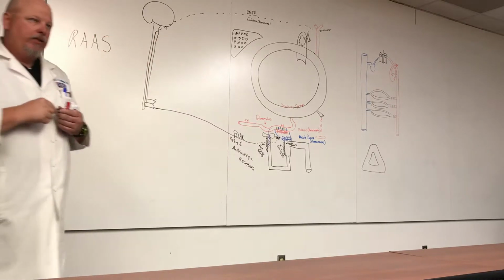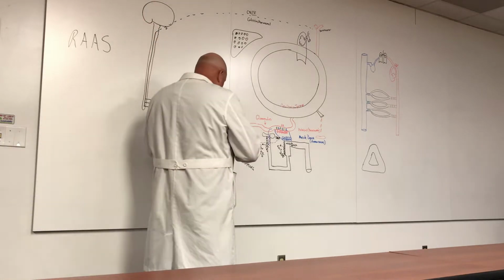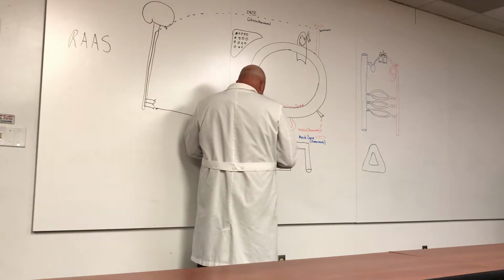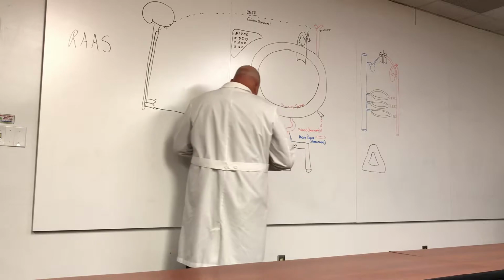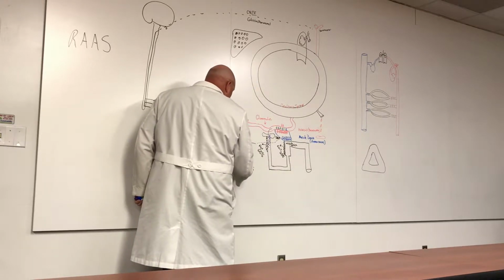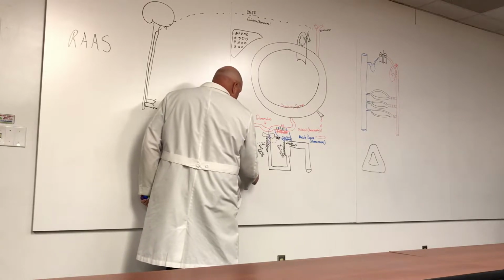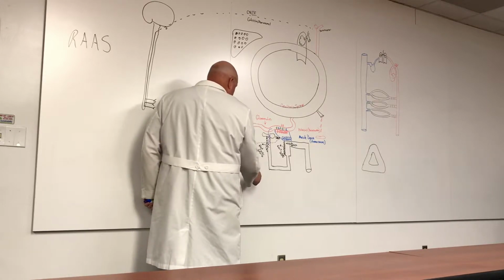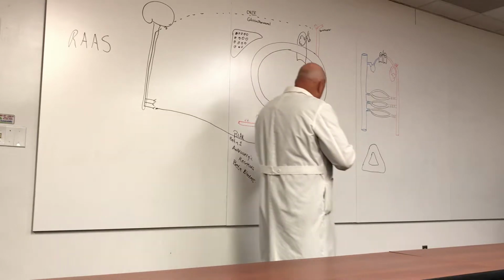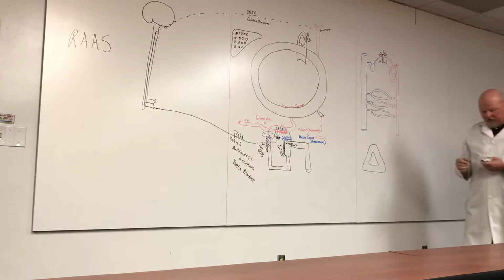Adrenergic. Okay. Beta 1 adrenergic. This is where we'll find what type of blood pressure medicine? Beta blockers. One of the places. Beta blockers. Okay, so let me write that over there.